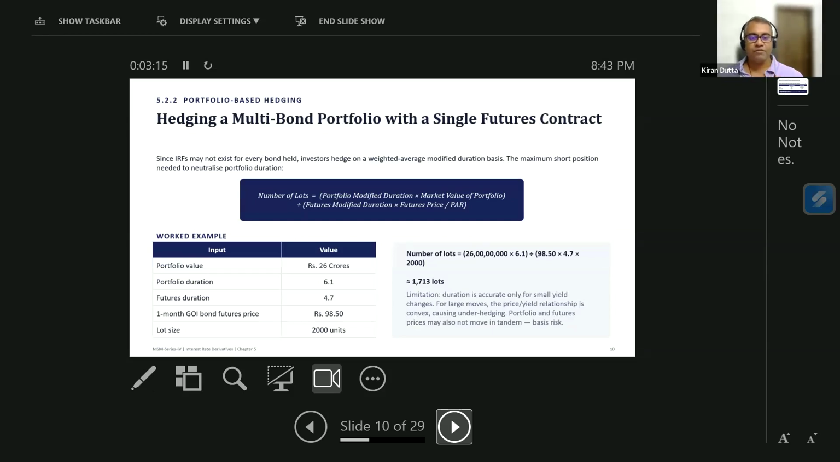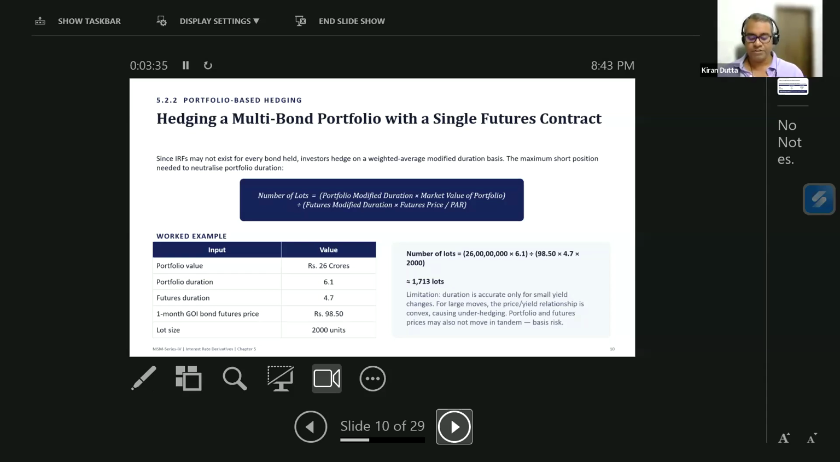One thing I want you to focus on, very, very important especially in this exam: when we do the questions, we will do that again one more time. But the value, what is the contract face value of a GOI?